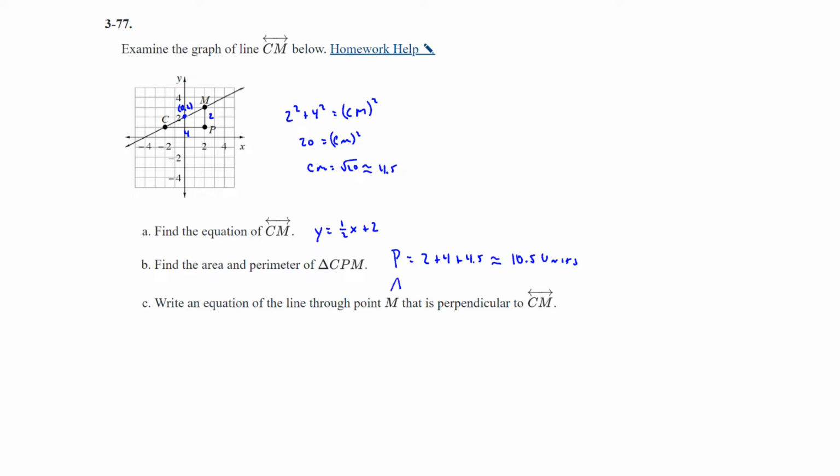We also need to find the area. We have enough information there. That's half the base times the height. So that is exactly, for this one, 4 units squared.